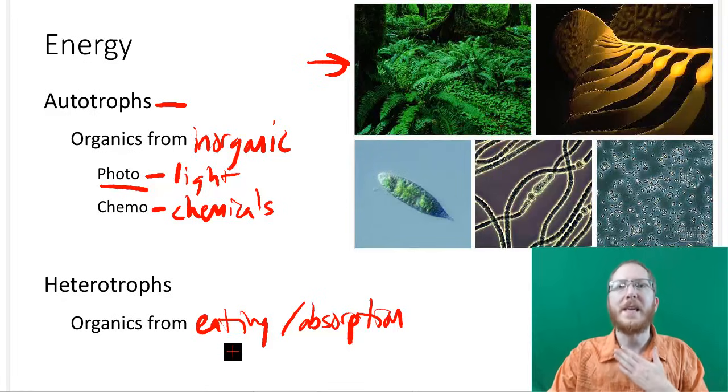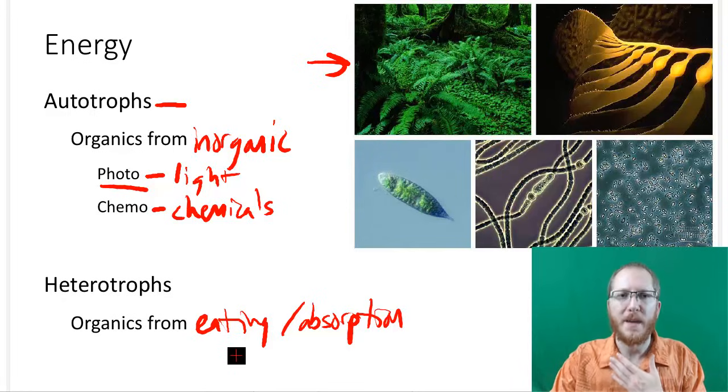We're heterotrophs. We can't make our own food. We can't make our own structural organic compounds. We go through and we eat other stuff, and we ultimately use their organic compounds to allow us to make what we need.